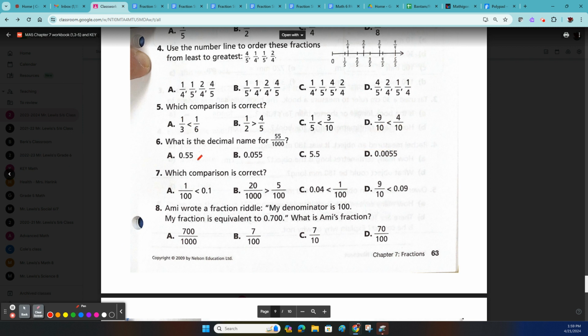What is the decimal name for this fraction? Yes, we can read this as 55 out of 1,000. Like that. That is correct. Absolutely. But we want to read it with that, right? The denominator is always the denominator, but with a th at the end of it. So 55 thousandths.